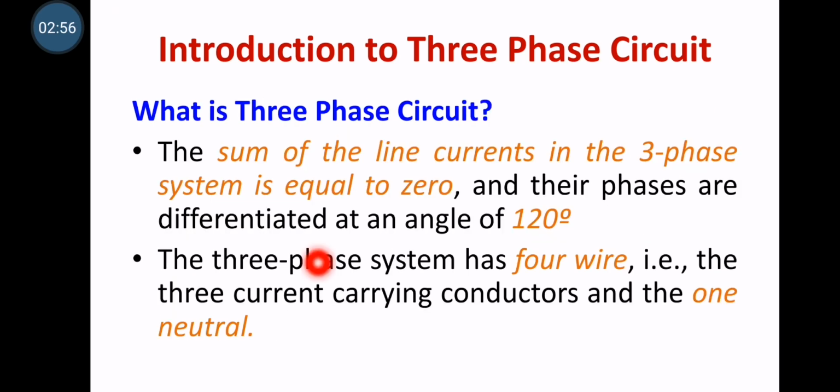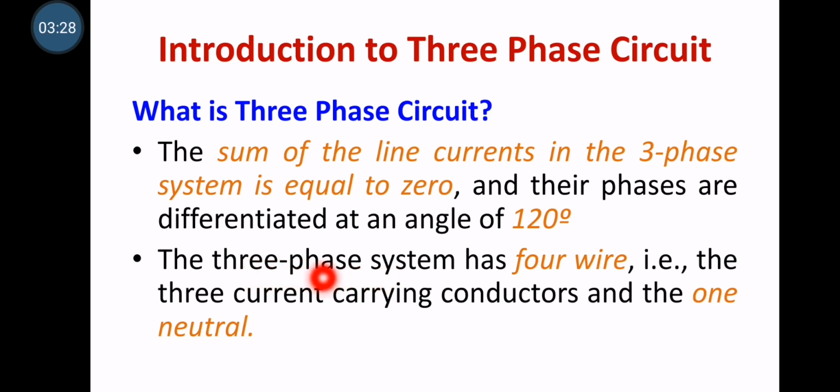Moving ahead, the sum of the line currents in a three phase system is equal to 0 if the system is balanced and the phases are differentiated at an angle of 120 degrees. So this is applicable for a balanced three phase system. There are two types of system, a balanced system and an unbalanced system. Whatever I am explaining is basically for the balanced system. The three phase system has four wires, especially for star connection; but if it is delta connection, only three wires.